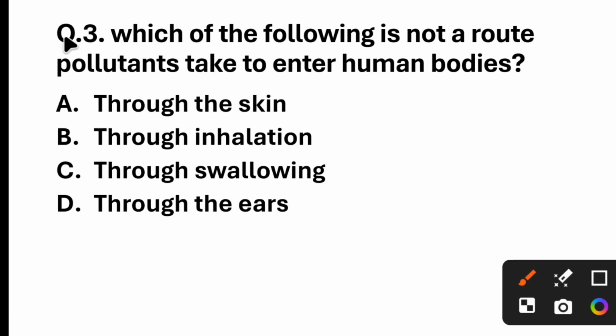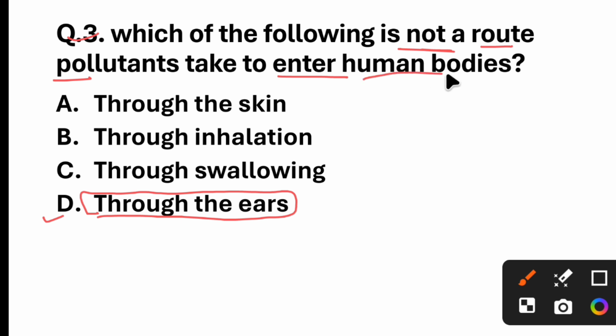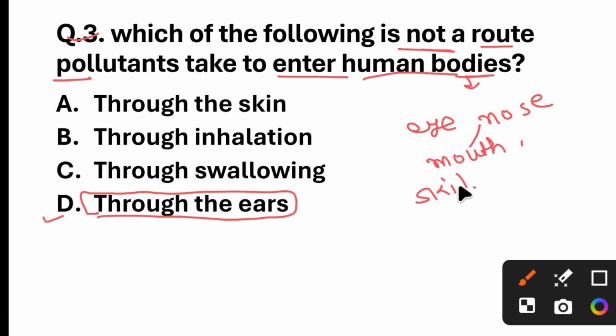Question number 3. Which of the following is not a route pollutants take to enter human bodies? Answer is option D. Through the ears is not a route for pollutants to enter human bodies. Air pollutants enter human bodies via different routes. The major routes are through the eyes, nose, mouth, skin, etc.